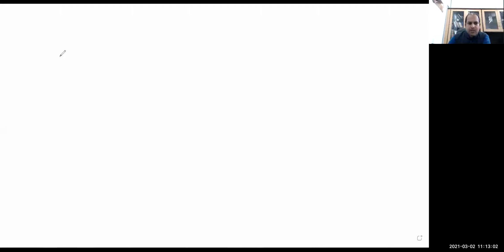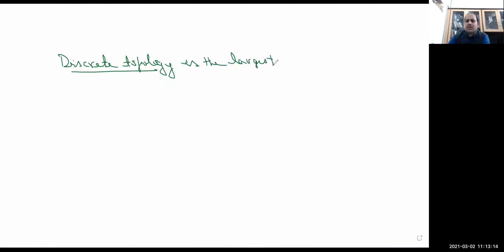So for this, let me explain using the whiteboard. The discrete topology, and remember that the discrete topology is the largest topology on any non-empty set. And basically this is the power set. You will see that this is the power set.